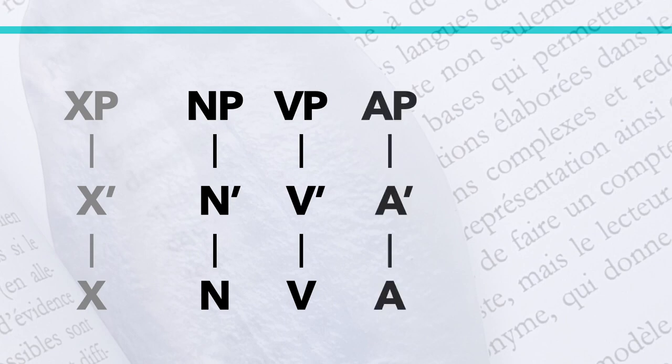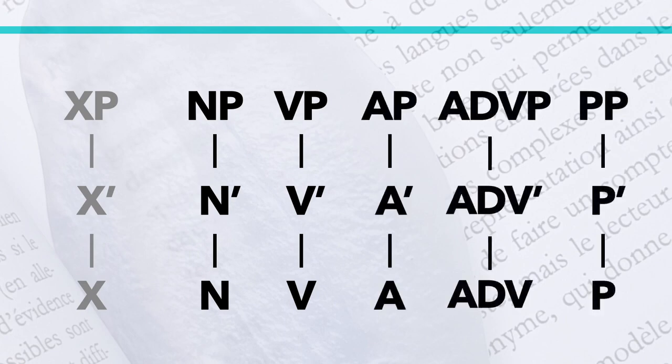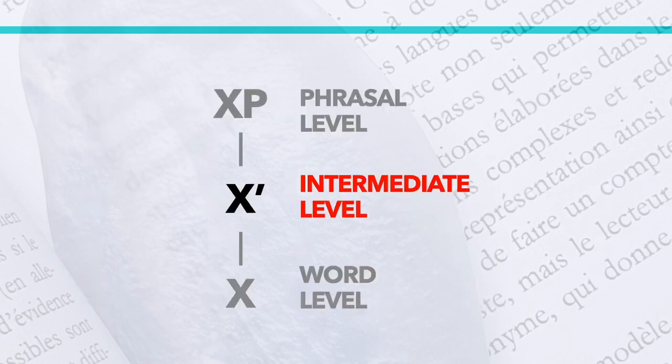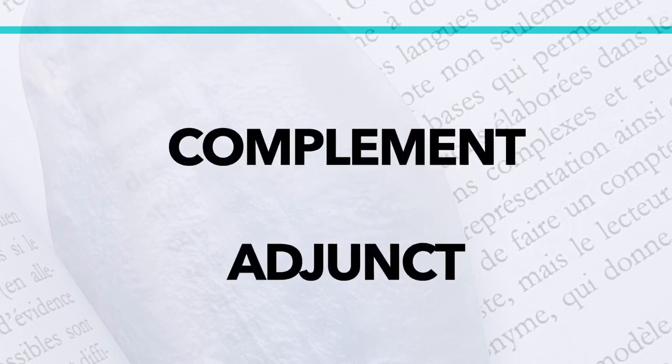On the other hand, the variable X in the tree can be any category such as nouns, verbs, adjectives, adverbs, and prepositions. Thanks to this single variable X, we can generalize many syntactic rules into just a few rules. Well, some might ask this: why is the intermediate level needed? First, we postulate the intermediate level in order to distinguish between complements and adjuncts.